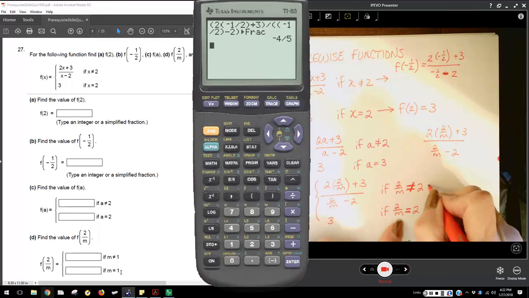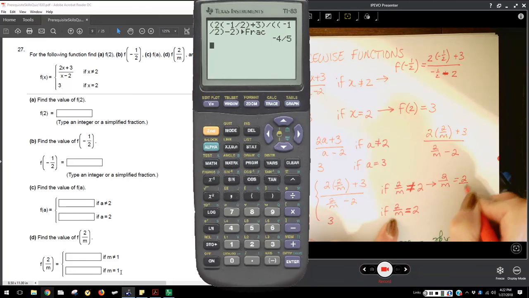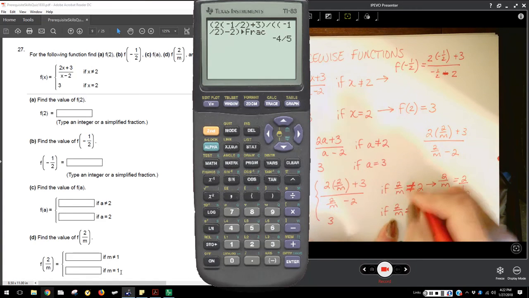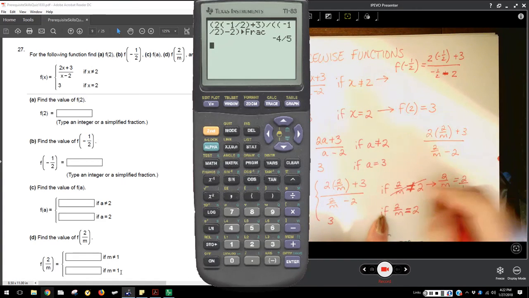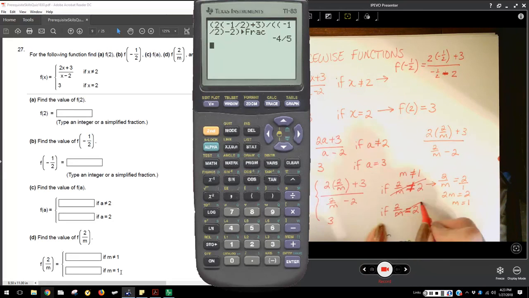Well, if 2 over m can't be 2, let's see what m would be if that were to happen. 2 over m equals 2. That would be if 2m equals 2. And that would be if m is equal to 1. So this is equivalent to m not equal to 1. And then this is equivalent to m is equal to 1. So that's where they got that. And they actually supplied that for you.